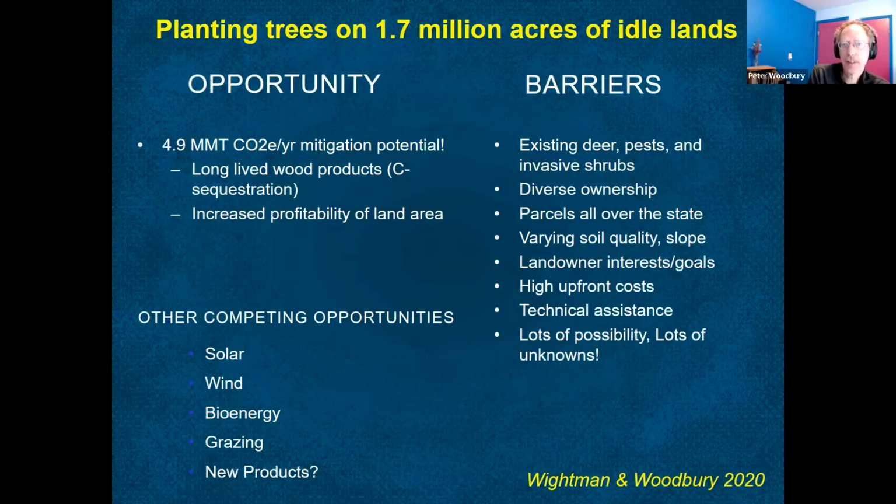So this slide just summarizes some of the opportunity and the barriers here. We calculated that if we planted trees successfully on this 1.7 million acres, we could sequester almost 5 million metric tons of carbon dioxide equivalent per year. In the long run, this could also be producing long-lived wood products. This calculation is just for storing carbon in the growing forest.